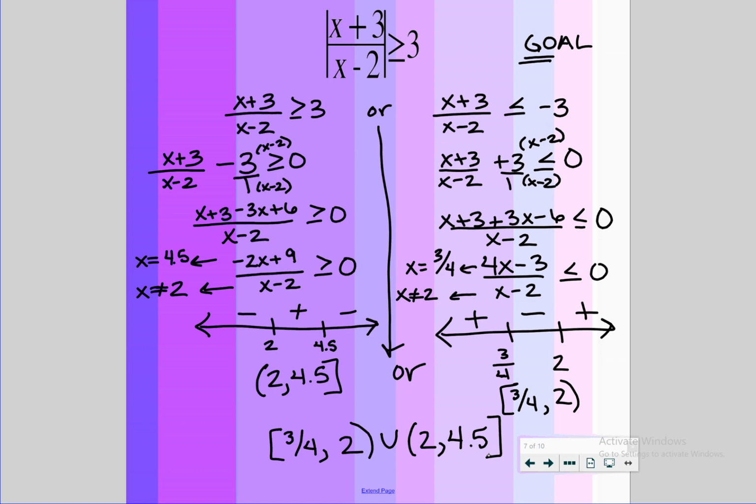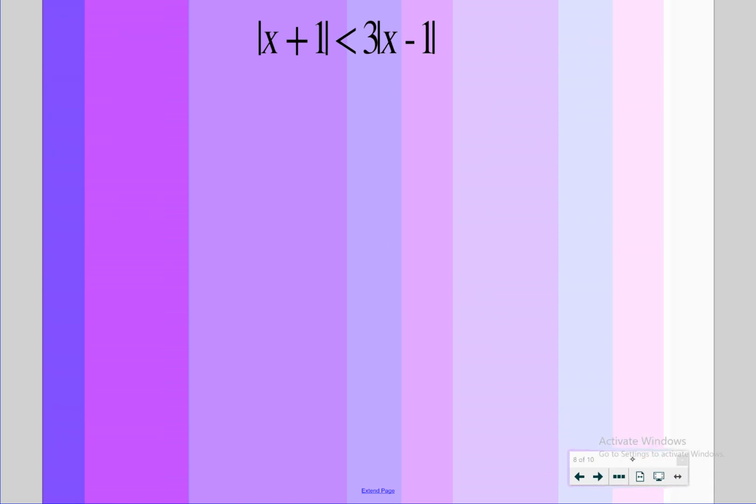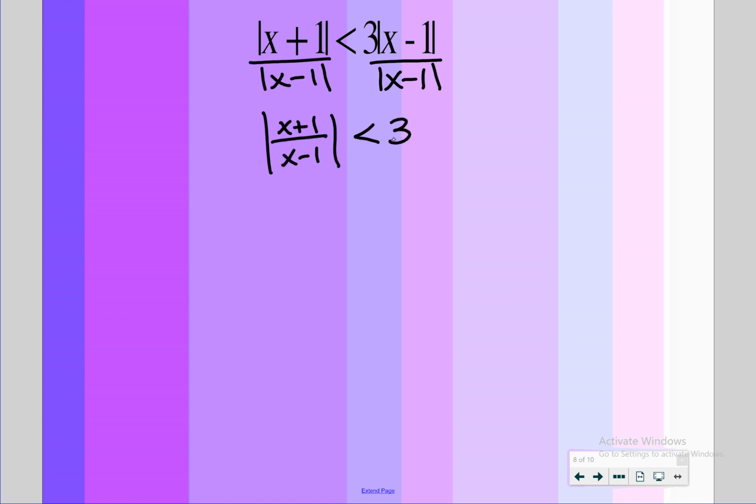All right, last question. We're not going to go through the whole thing because it's really similar to what we just did. I just want to show you the first step is a little different. If you see absolute values on both sides like this, the first thing you're going to do is get them both on the same side compared to a number. So in this problem, I would have to divide by the absolute value of x minus 1. So when I have an absolute value of something over an absolute value of something, I can just take an absolute value of the whole thing, like this, less than 3. And then it looks like the problem we just did, okay? But there's an extra step at the beginning if you don't have it set up like that already, okay?